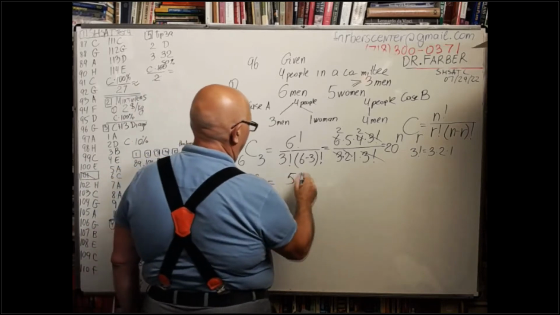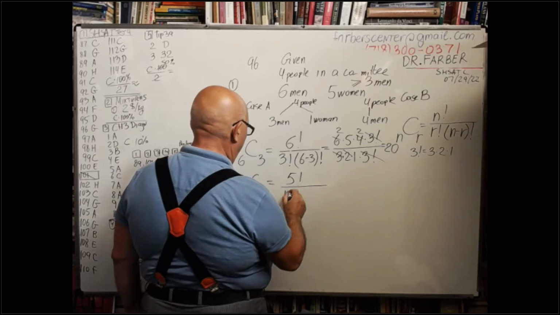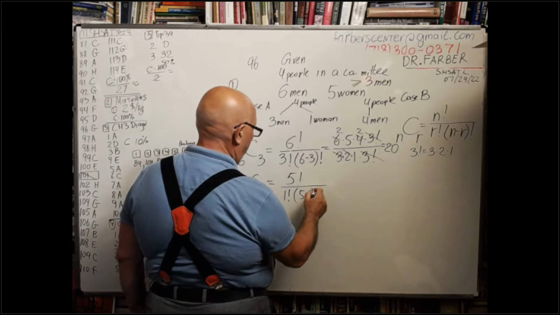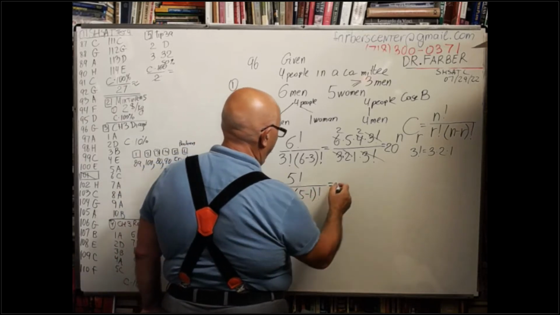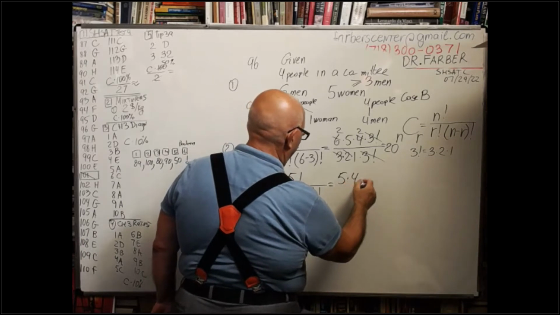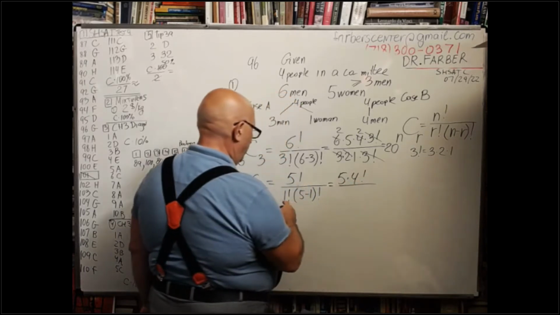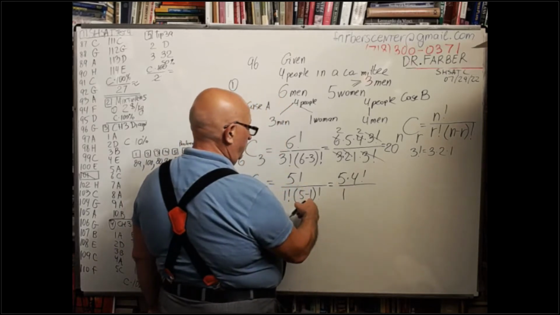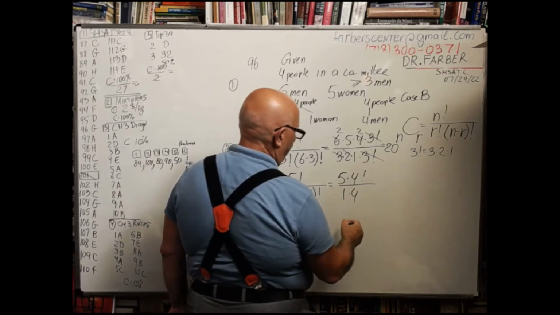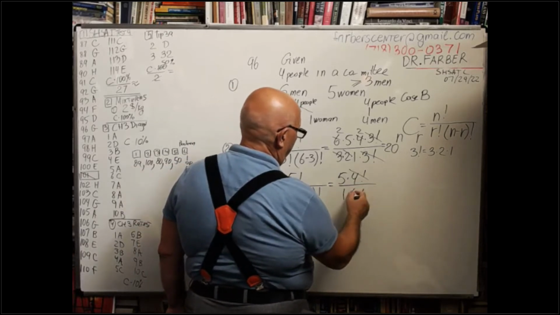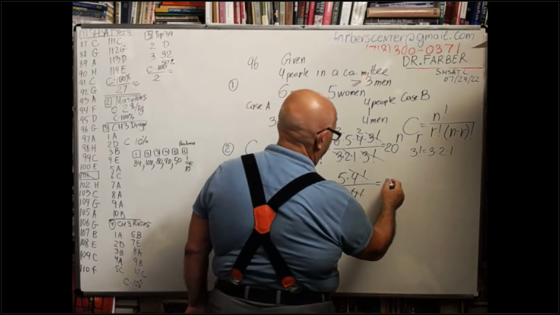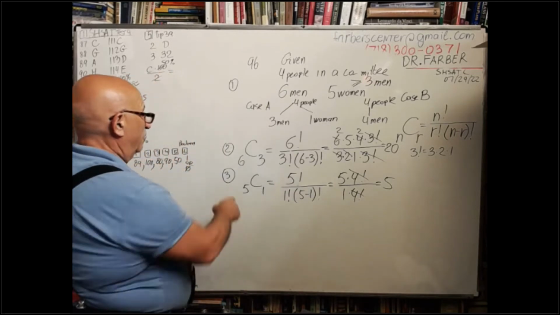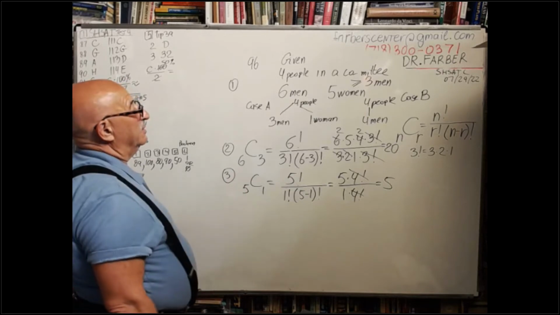So the number of combinations out of 5 women by 1 equals 5 factorial divided by 1 factorial multiplied by 5 minus 1 factorial, or 5 times 4 factorial. 1 factorial is 1, and 5 minus 1 is 4 factorial. And you can easily simplify. You get 5 over 1, which is 5. Excellent. We found how many combinations out of 5 women by 1 we can get in this situation for scenario A.